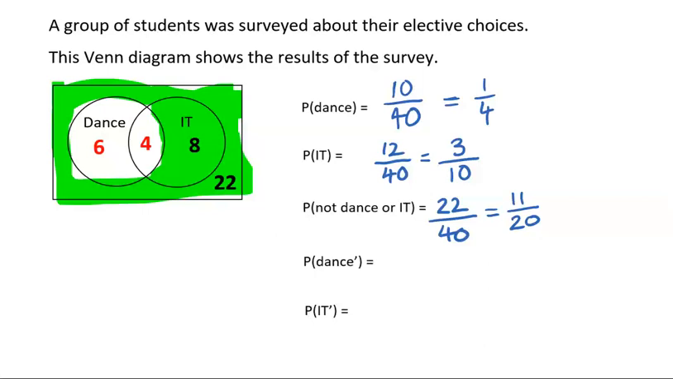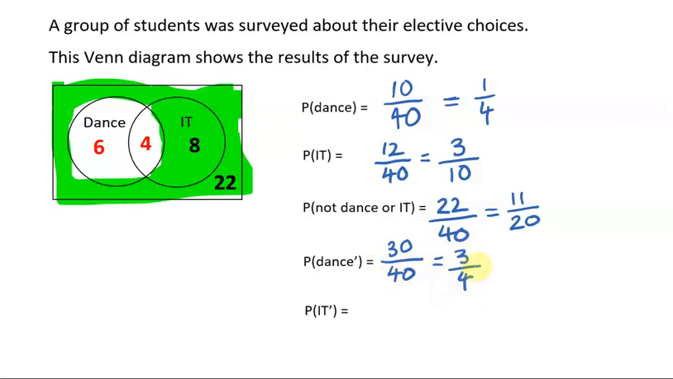So the probability that a randomly selected student does not do dance is the same as the probability that they do IT or neither of those subjects. And so there are 22 students who don't do either and 8 that only do IT. So that's 30 students altogether who don't do dance out of a total 40. If we simplify that probability, that is a 3 in 4 chance. Or 3/4 of those students do not do dance as an elective.